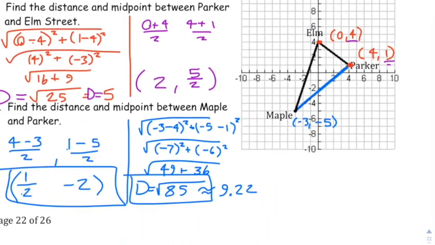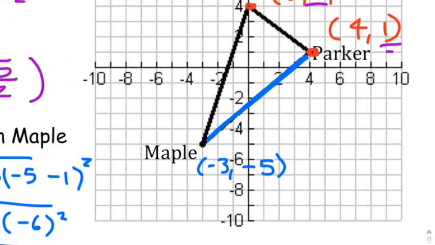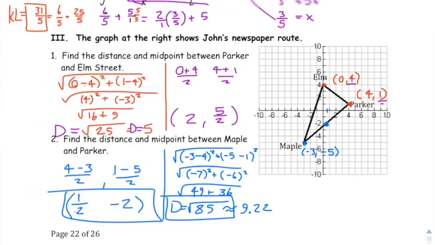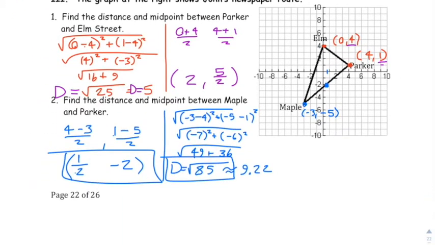If you wanted to, you could go plot them too. They didn't ask us to. But we could go and verify, see if it looks like it's at the midpoint. So there's 1/2, half a tick, and then down -2, and that looks pretty close to halfway there. So that does indeed look like the midpoint.